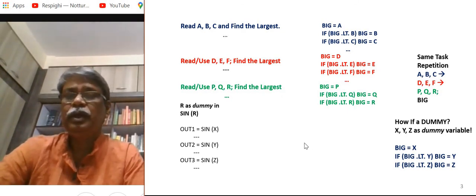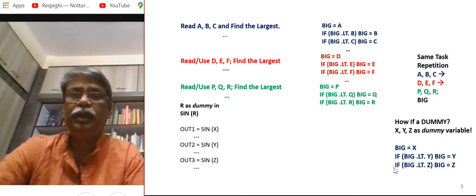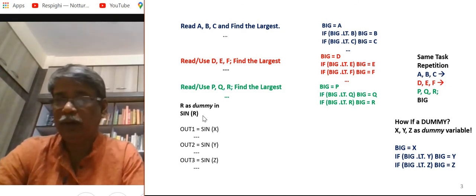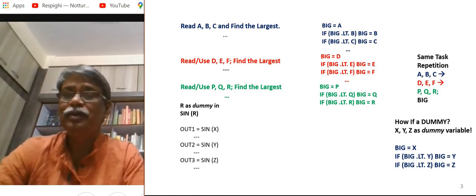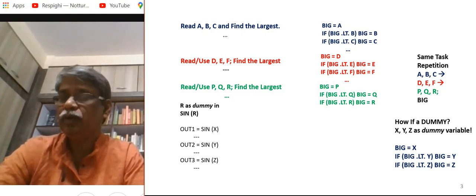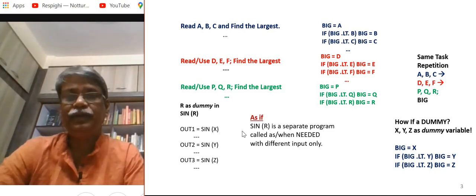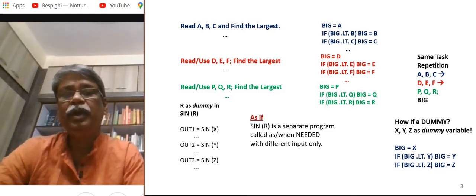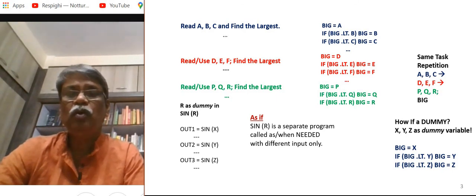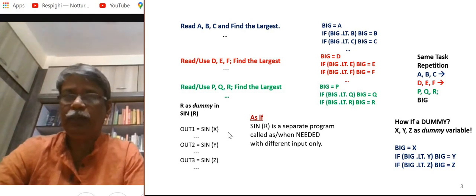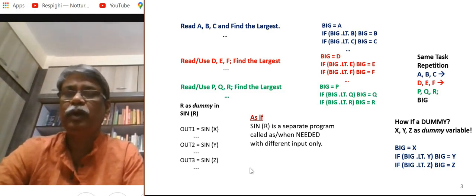So exactly the same thing, we are as if using the same thing at different times. And here we can say that R is a dummy. Here x, y, z were dummy, so here sine R, if you call a dummy something, maybe you can call it a dummy program, then R is the dummy variable, and R takes the value of x or y or z as and when needed. So as if sine R is a separate program called as and when needed with different input only. That means somewhere x, somewhere y and somewhere z.